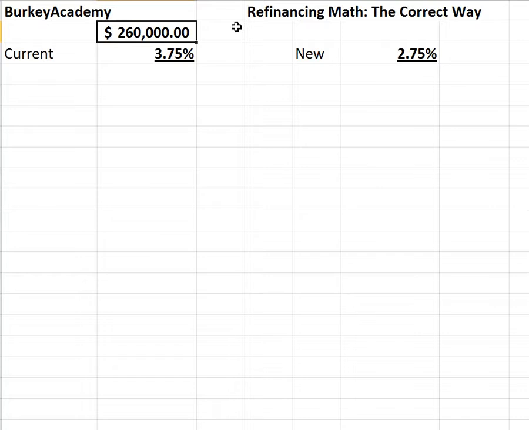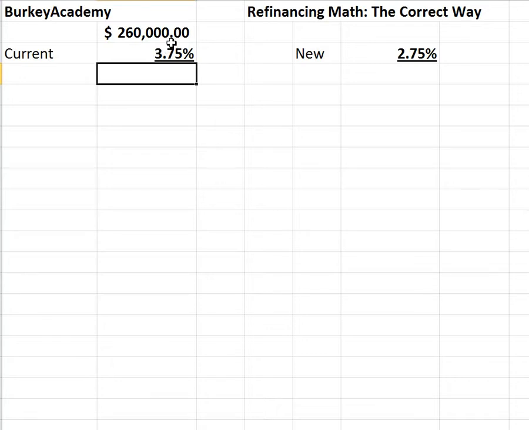What is the true benefit from refinancing? Let's do it the wrong way first. The wrong way, and this is what people in banks do all the time, I've refinanced several times, they always say, okay, let's look at your current payment. Let's look at how to calculate this payment.